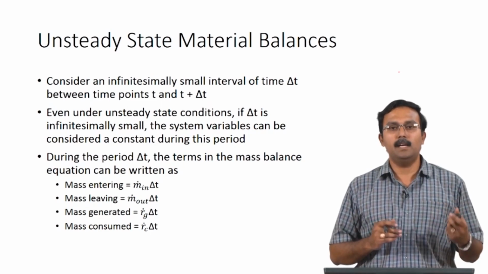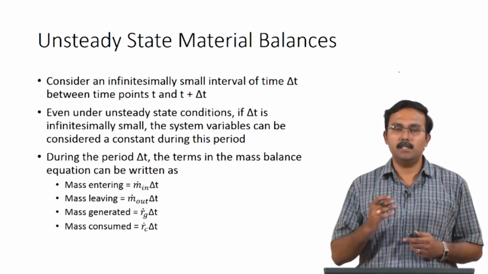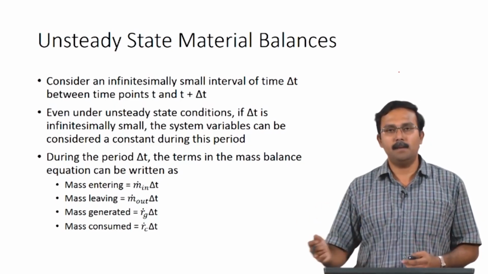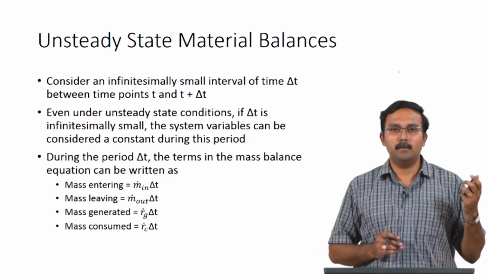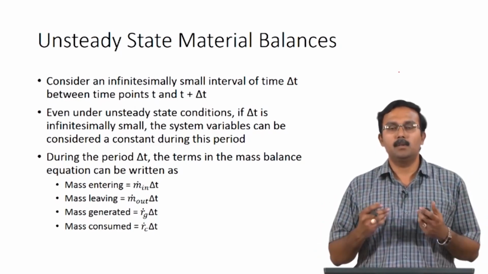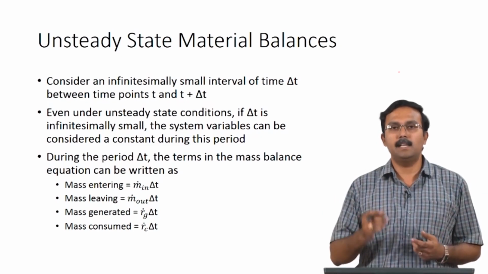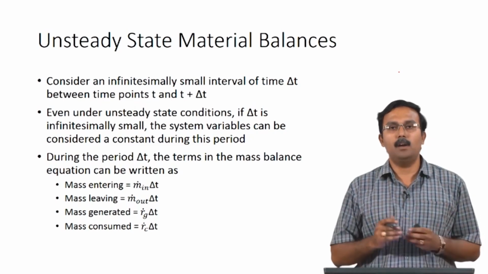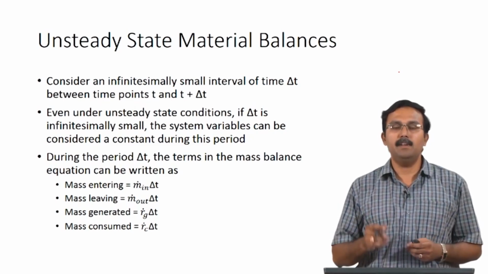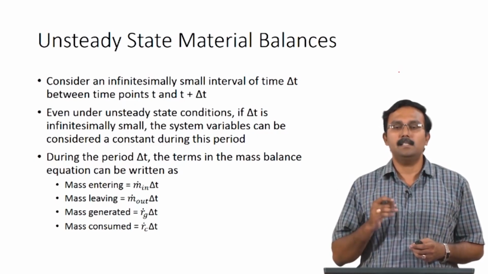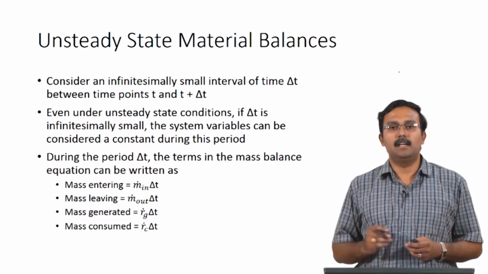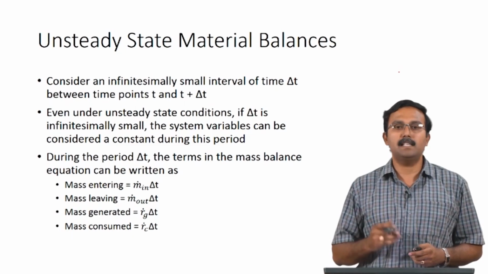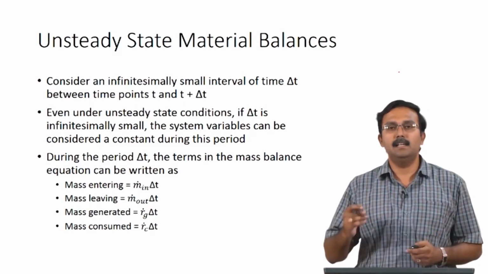If we were to calculate mass entering, it would be m dot in, which is the mass flow rate for the inlet stream, times delta t, which is the time period which we are looking at. So, it will be a flow rate times time. That will give you the mass which is entering into the system during the time period delta t. So, that is m dot in delta t. Similarly, mass leaving during the period delta t is given as m dot out delta t, mass generated is given as r dot g delta t, and mass consumed is given as r dot c delta t.